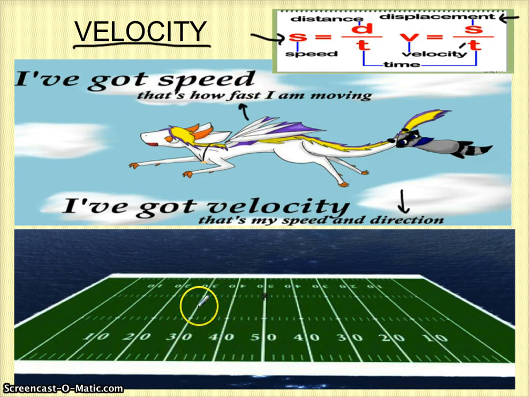Let's say there's a running back who gets the ball on the 30-yard line. He's trying to score. Say he runs around to the left side, and he's about to get tackled, so he ends up going back to the right side.